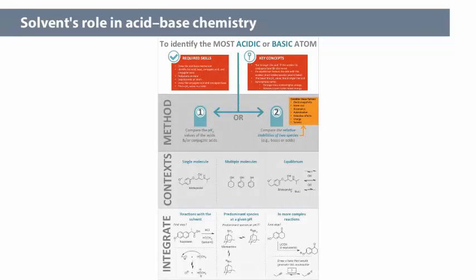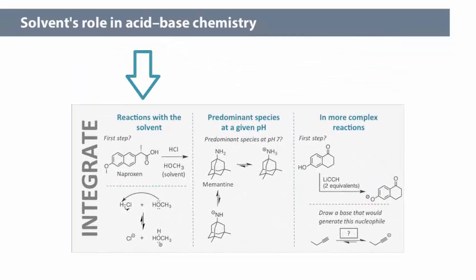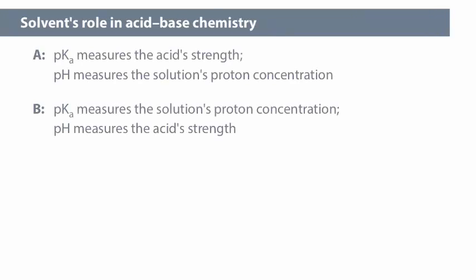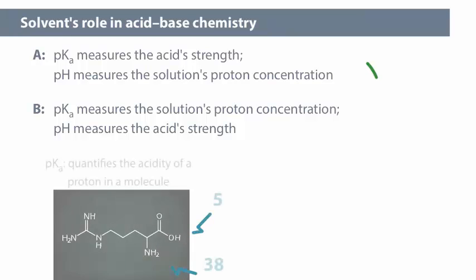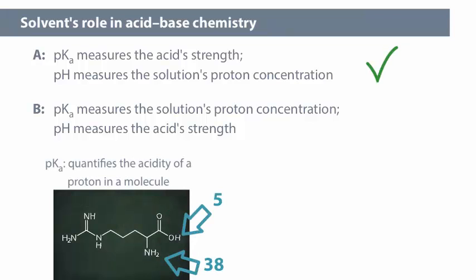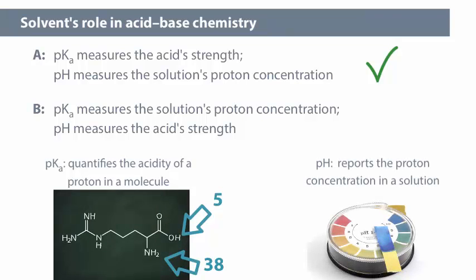In the last video, you learned how to analyze the solvent's role in acid-base chemistry. We take that concept a step further in this video and analyze the effect of a solution's pH. Depending on the solution's pH, different concentrations of species can be present. We need to get the definitions of pKa and pH straight before we proceed. Which statement is correct? pKa is a value that quantifies the acidity of a proton in a molecule. pH is a value that reports the concentration of protons in a solution.